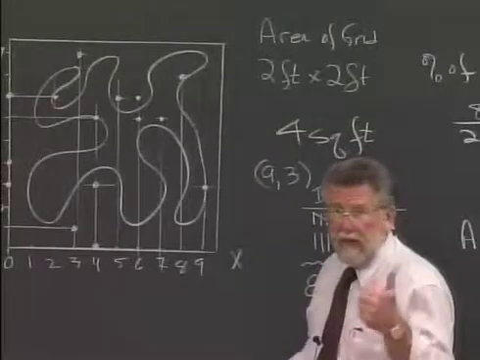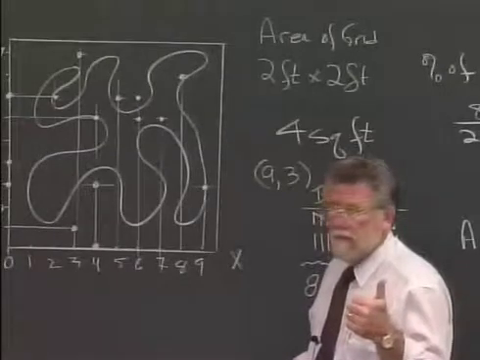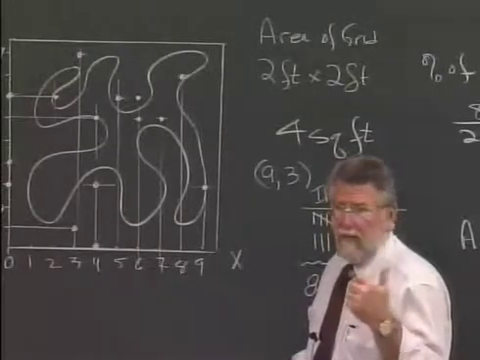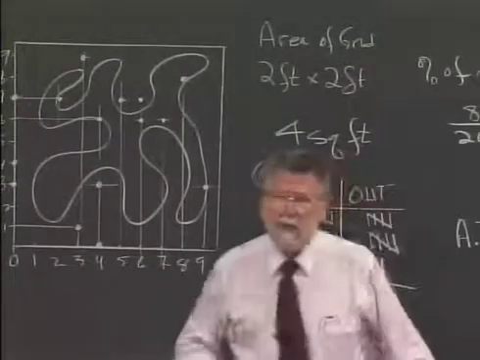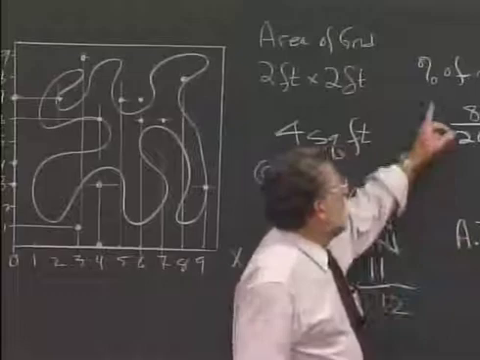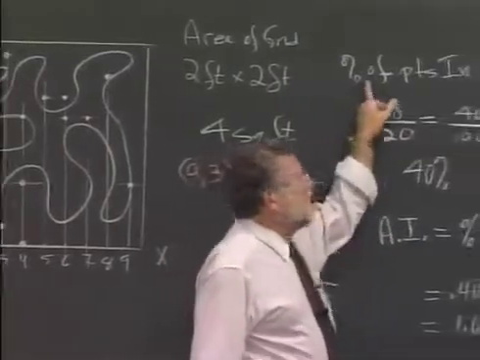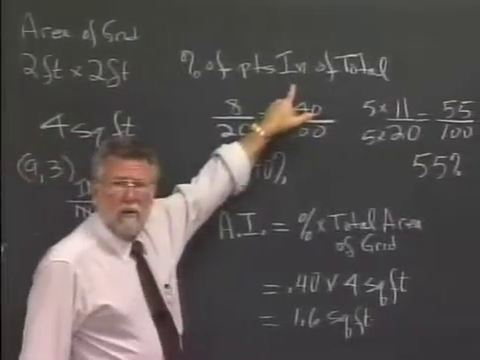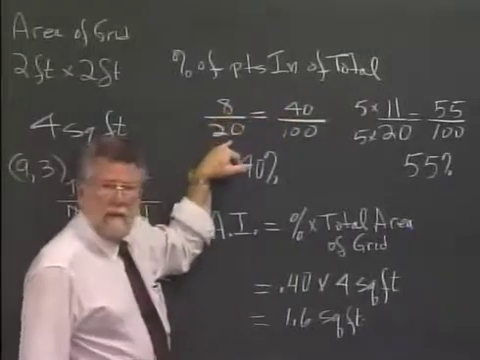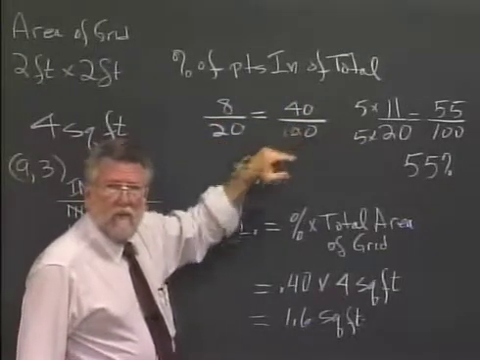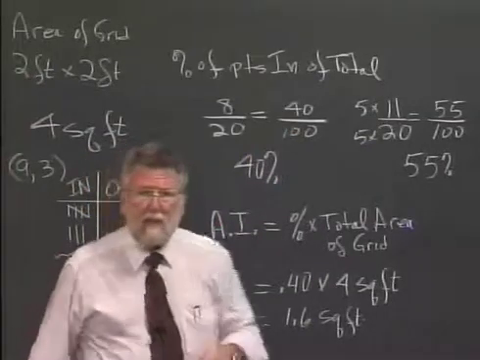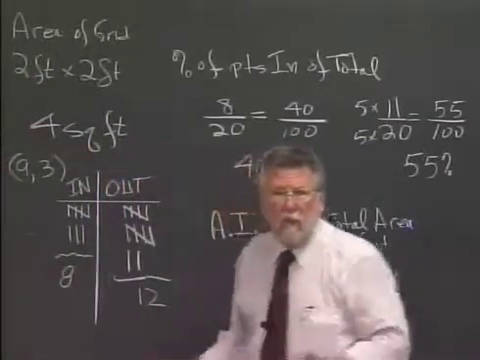So I have to find the area of the grid. Agreed? Then I have to find the number of points in out of the total. So as I come over here now, I want total percent of points in of the total. So I had 8 out of 20. That can be changed to 40 over 100. And that is what when you do that? 40%.